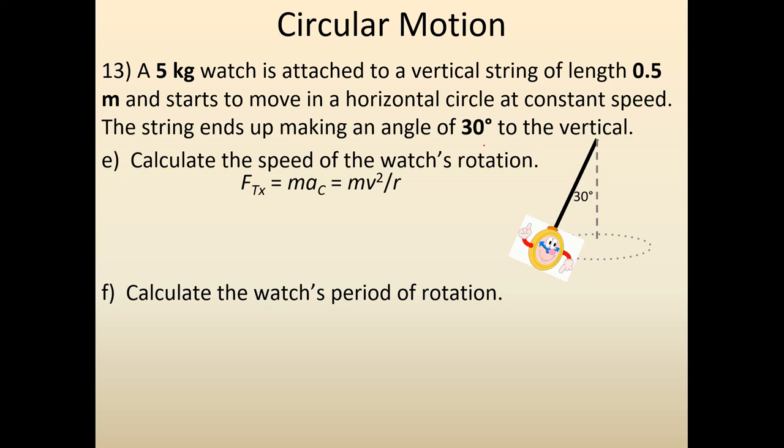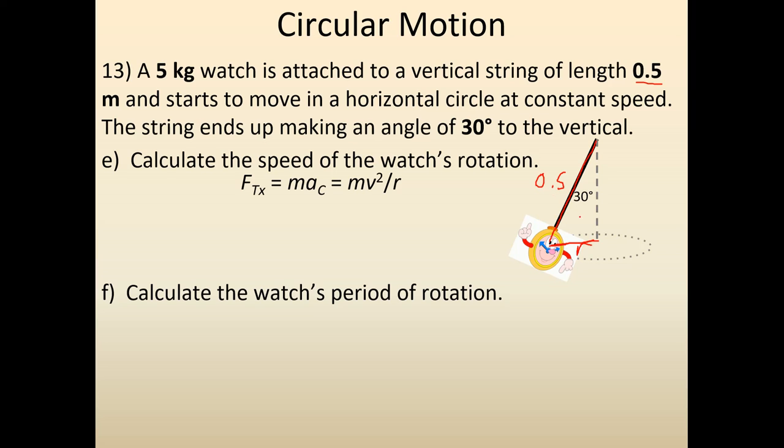So this is what I'm going to end up doing. I'm going to set what I just got in part D equal to mv squared over r. Now I know what the mass is and I know what the velocity is, and I'm looking for the velocity. The problem is r. Now you might automatically put 0.5 meters as the radius, but that's not the radius of the circle. The 0.5 is represented by this length here. The radius of the circle has to be this distance here, because again this is the circle right here, so this is my radius.